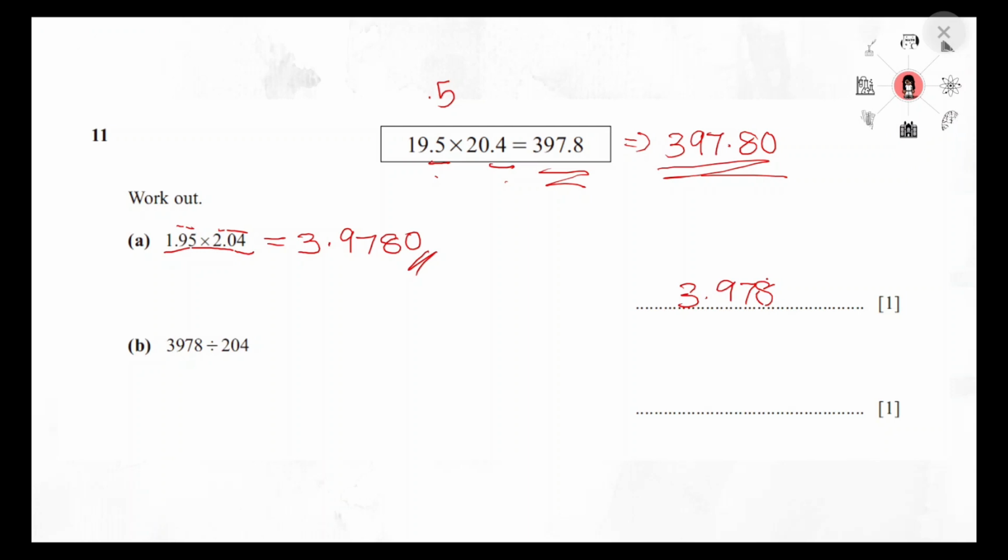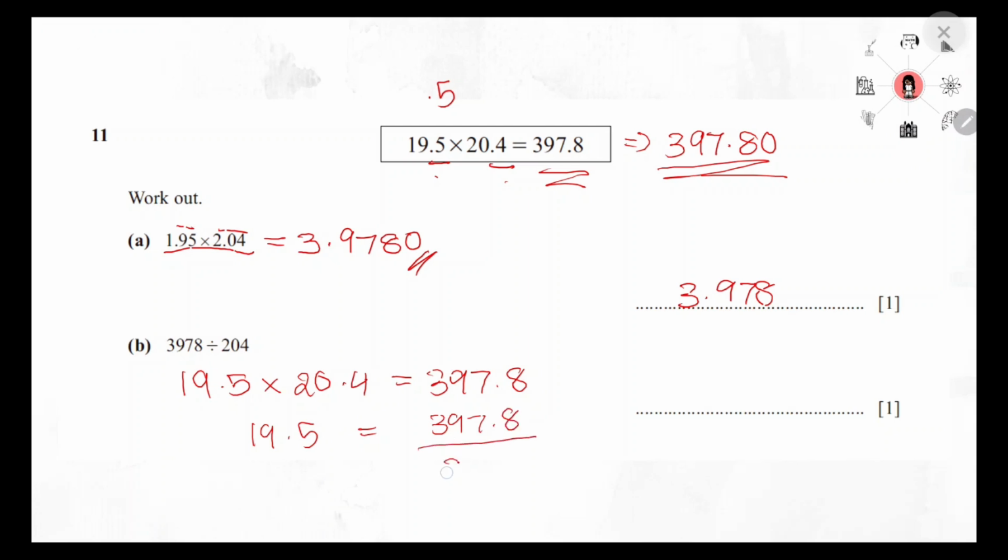B question. 3978 divided by 204. In the equation 19.5 into 20.4, which gives us 397.8, if you take 20.4 to the other side, 397.8 by 20.4, this fraction is equal to 3978 by 204, as the only difference is that we are multiplying 10 to both the numerator and denominator, but the proportion is still the same, so the answer will still be 19.5.